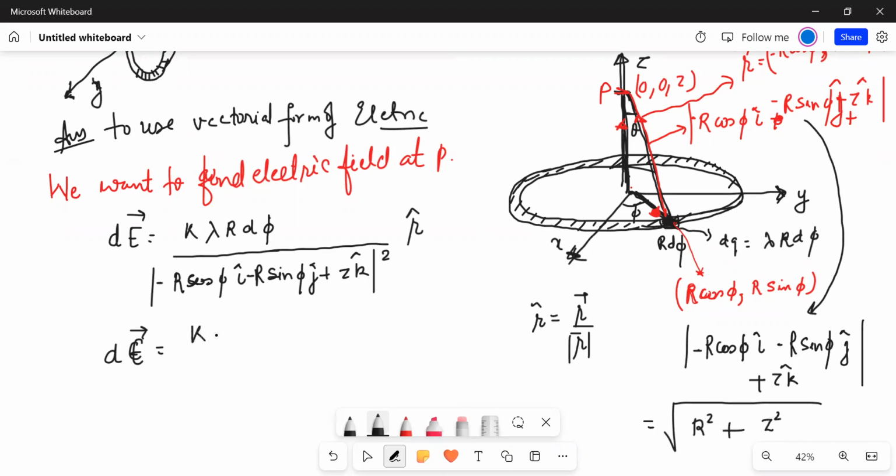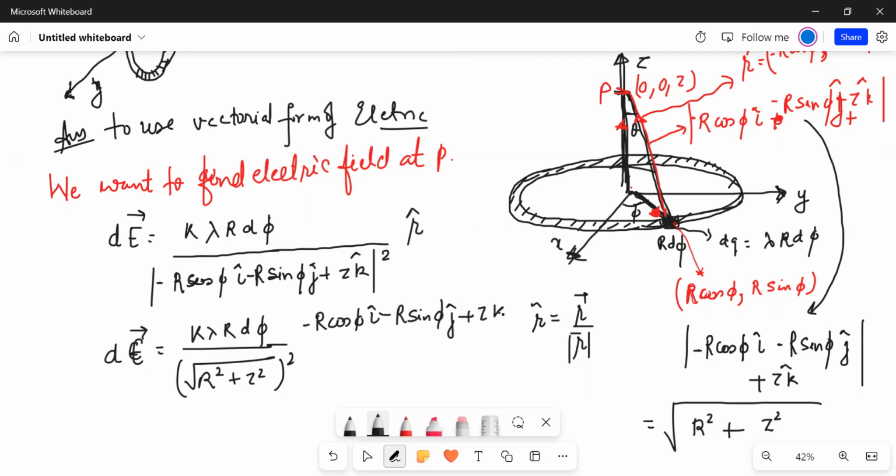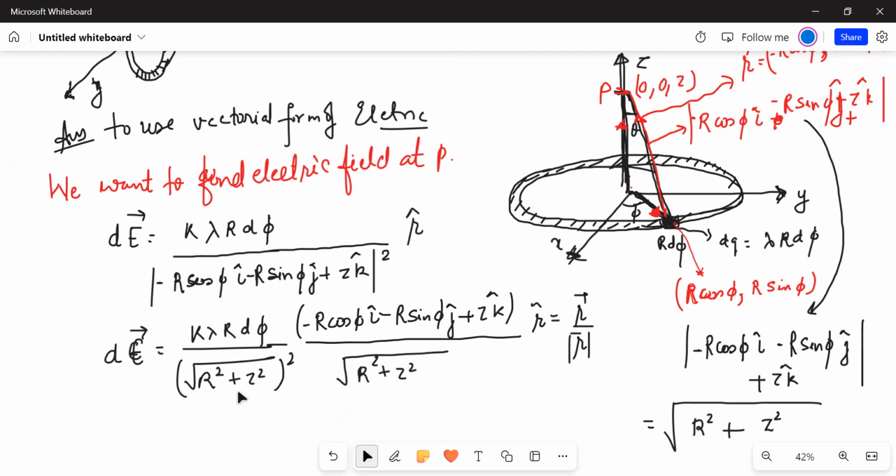So it is equivalent to writing k r dφ here, divided by (r² + z²) whole square root. And what will be r cap? r cap will be simply the r vector. And what is the r vector? The r vector is minus r cos φ i cap minus r sin φ j cap plus z k cap, divided by root over r² + z². Okay, this is one thing.